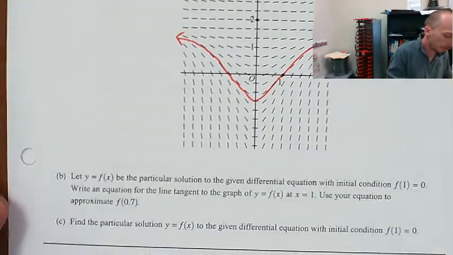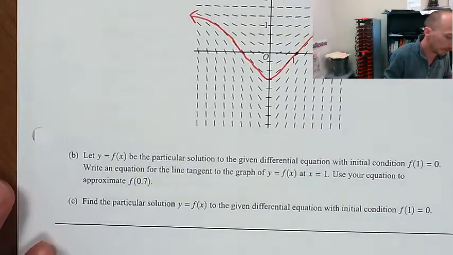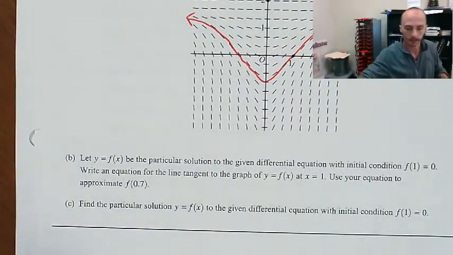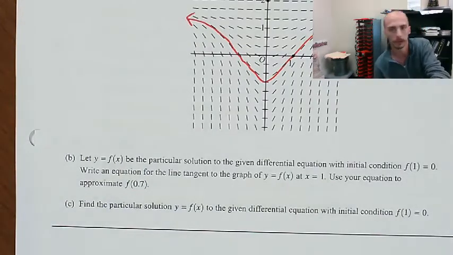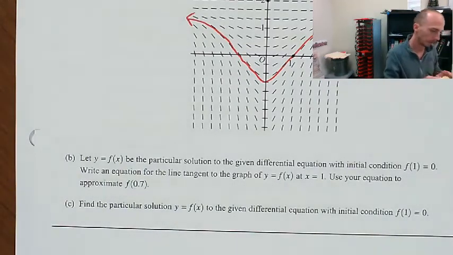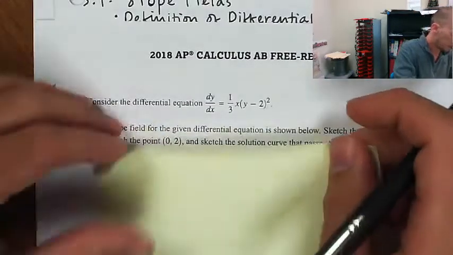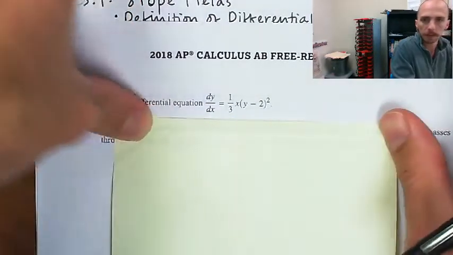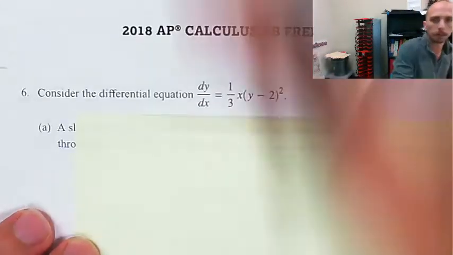Find the particular solution y equals f of x to the given differential equation with the initial condition f of 1 equals 0. That is separation of variables. That's what you need me to show you. So we're going to go all the way back up there with f of 1 equaling 0. Let's see, maybe I can fit that in right here. Zoom in a little bit.